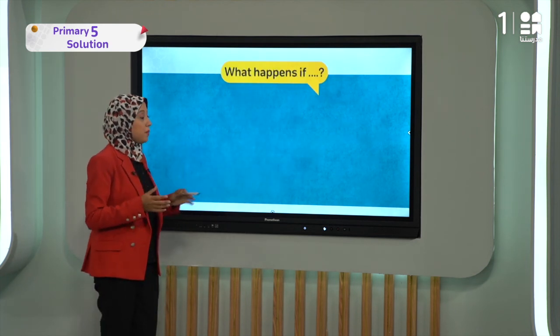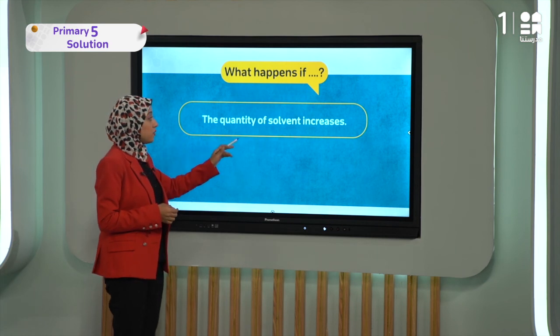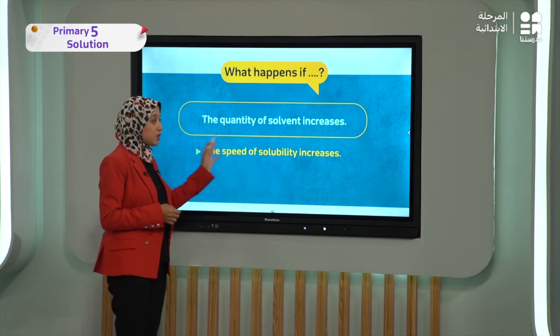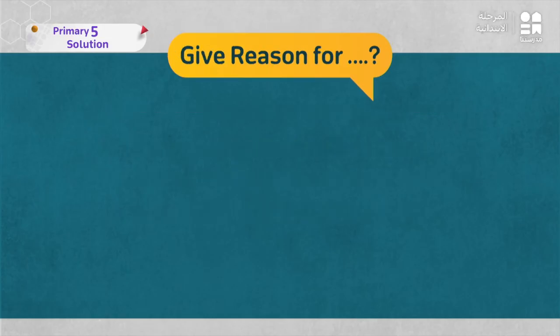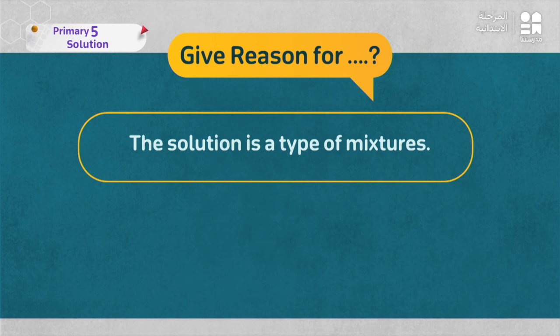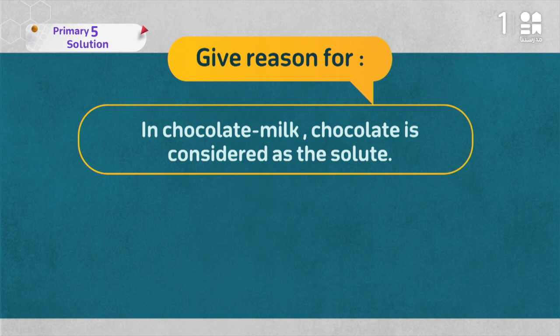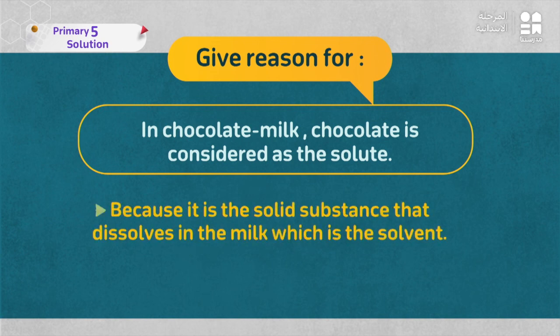Now, what happens if the quantity of solvent increases? If the quantity of solvent increases, the speed of the solubility increases. Next, give reason for: the solution is a type of mixture. Why is a solution considered a type of mixture? Because it consists of more than one type of particles. Another question. In chocolate milk, chocolate is considered the solute. Why is chocolate the solute? Because it's the solid substance that dissolved in the milk, which is the solvent.